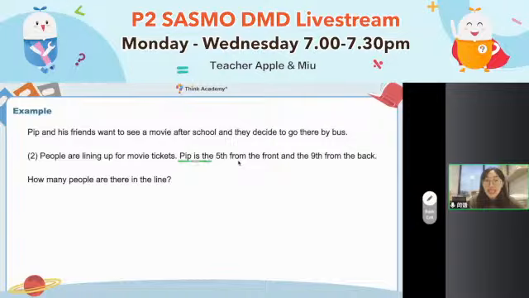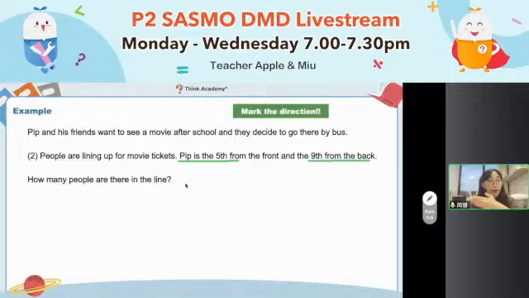Okay, and the second one, again, people are lining up for movie tickets. Pip is the 5th one from the front and the 9th one from the back. So how many people are there in the line? Again, think about it. How many people are there in the line? Okay. So what is the first step? Try to mark the direction. Where is the front? Where is the back? Okay, again, let's label it front and back.